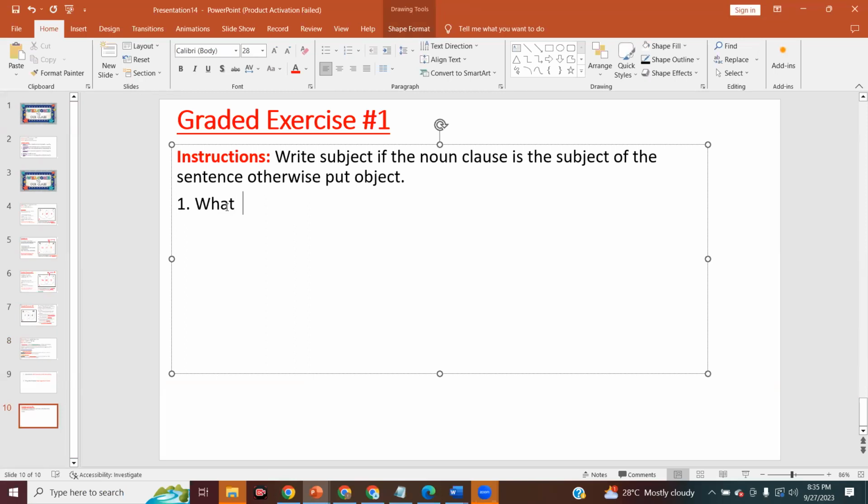So what you wear can make, sorry, a lasting impression. So either subject or object, what you wear can make a lasting impression.